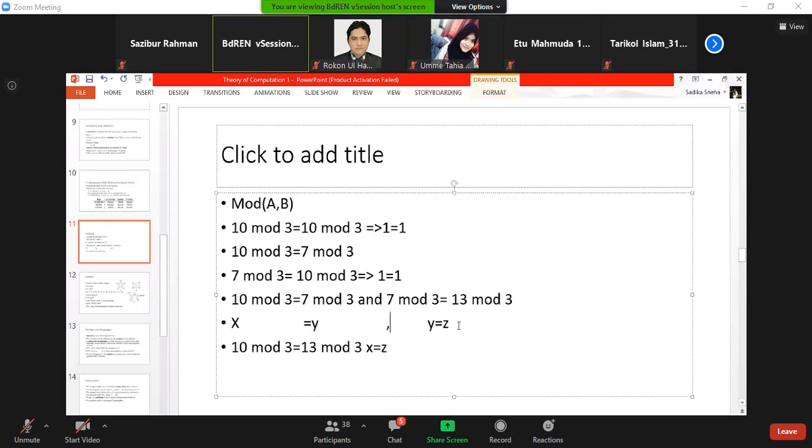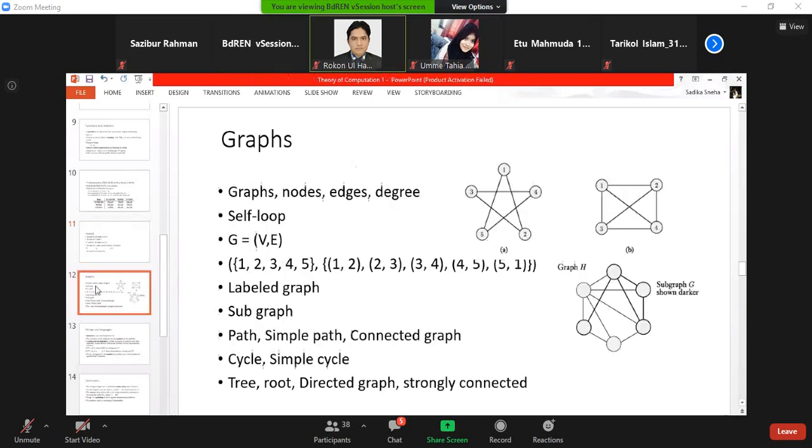Now, clear? Okay, the next thing we have is graphs.